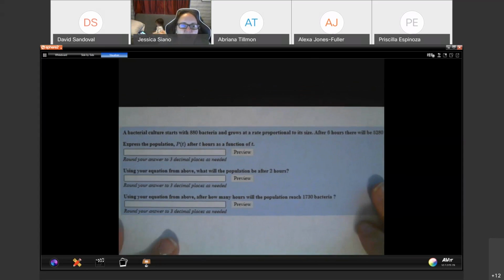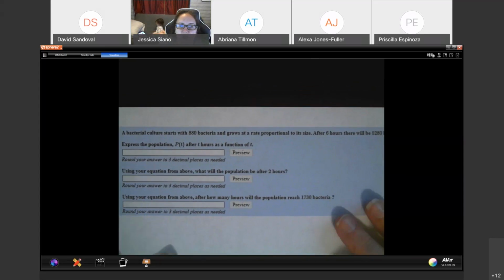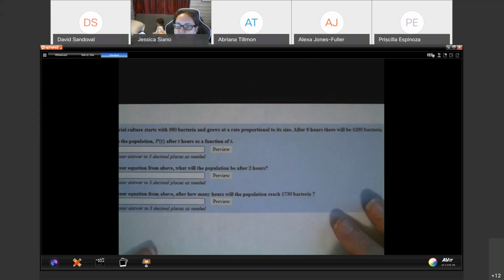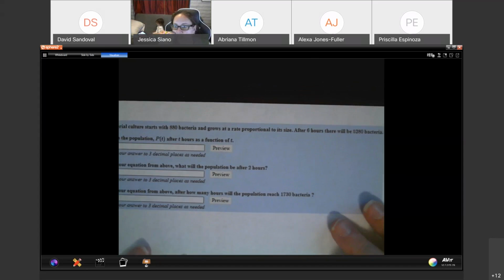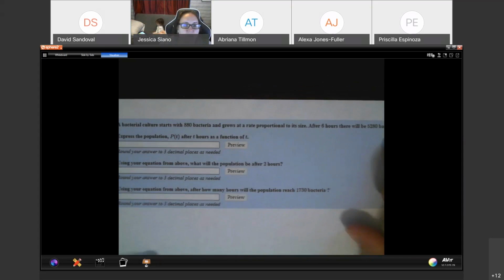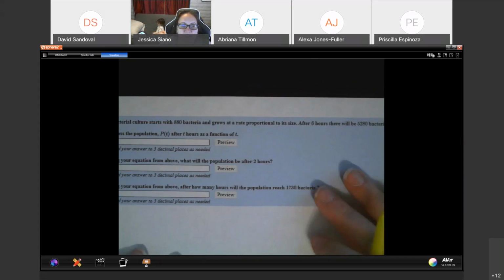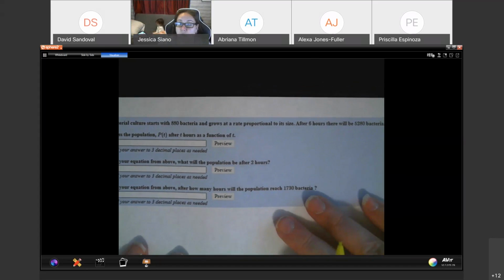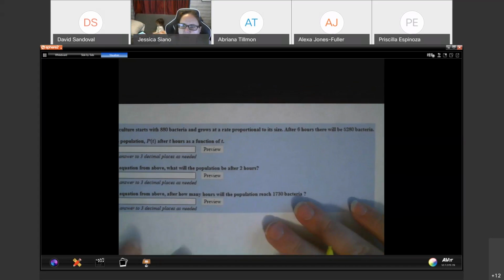A bacteria culture starts with 880 bacteria and grows proportional to its size. After 6 hours, there will be 5,280 bacteria. So express the population P of T. So we need to know the rate here.